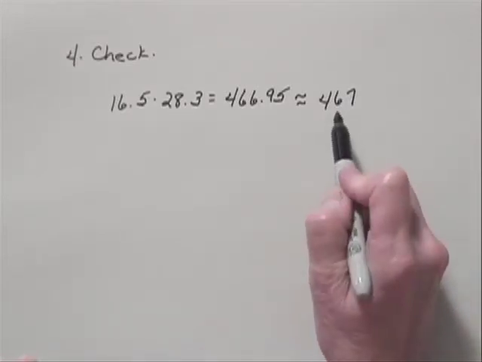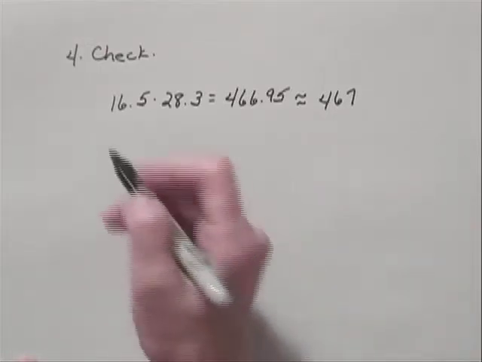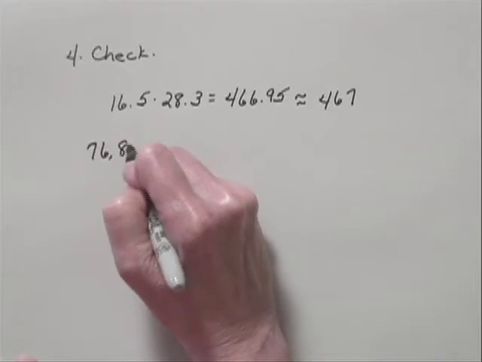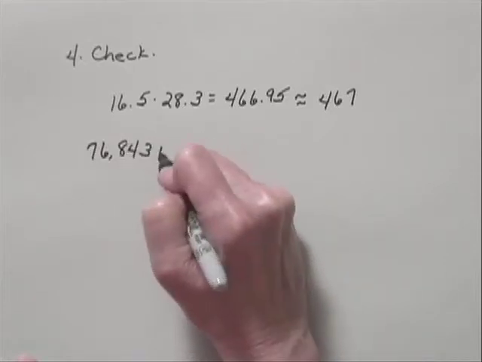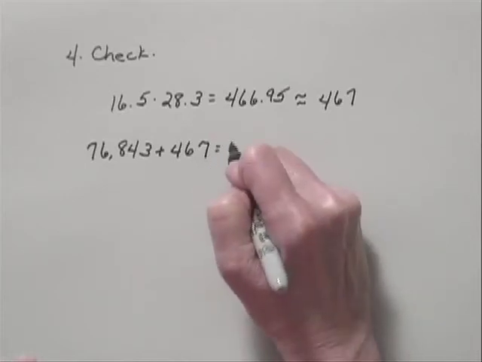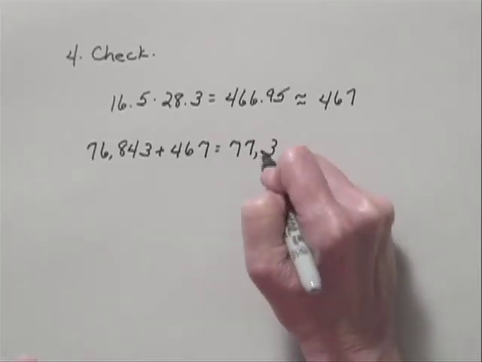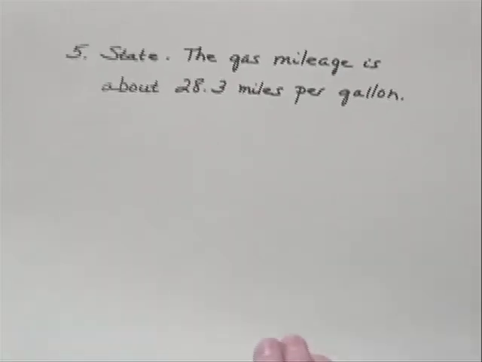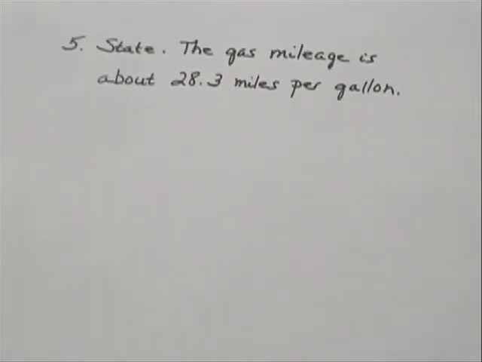And when we add this to the first odometer reading, if we've done the problem correctly, we should get the second odometer reading. So the first odometer reading was 76,843. And when we add 467, we get 77,310, which is the second odometer reading. So our answer checks. And we'll go to the fifth step in the process, which is to state the solution. We say the gas mileage is about 28.3 miles per gallon.